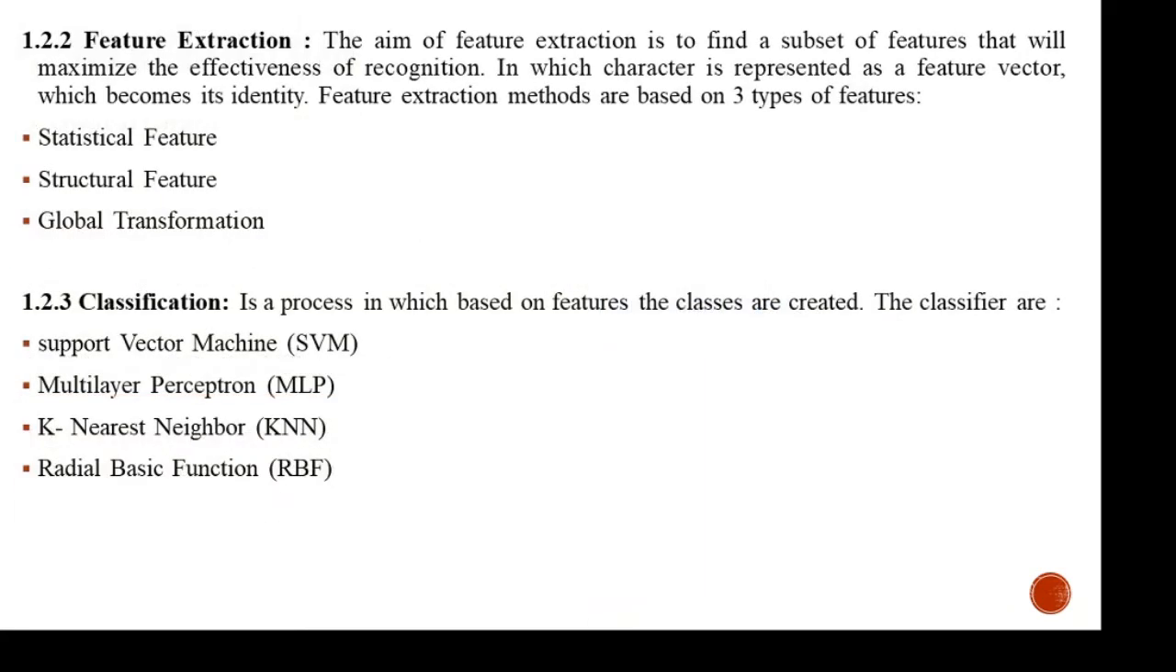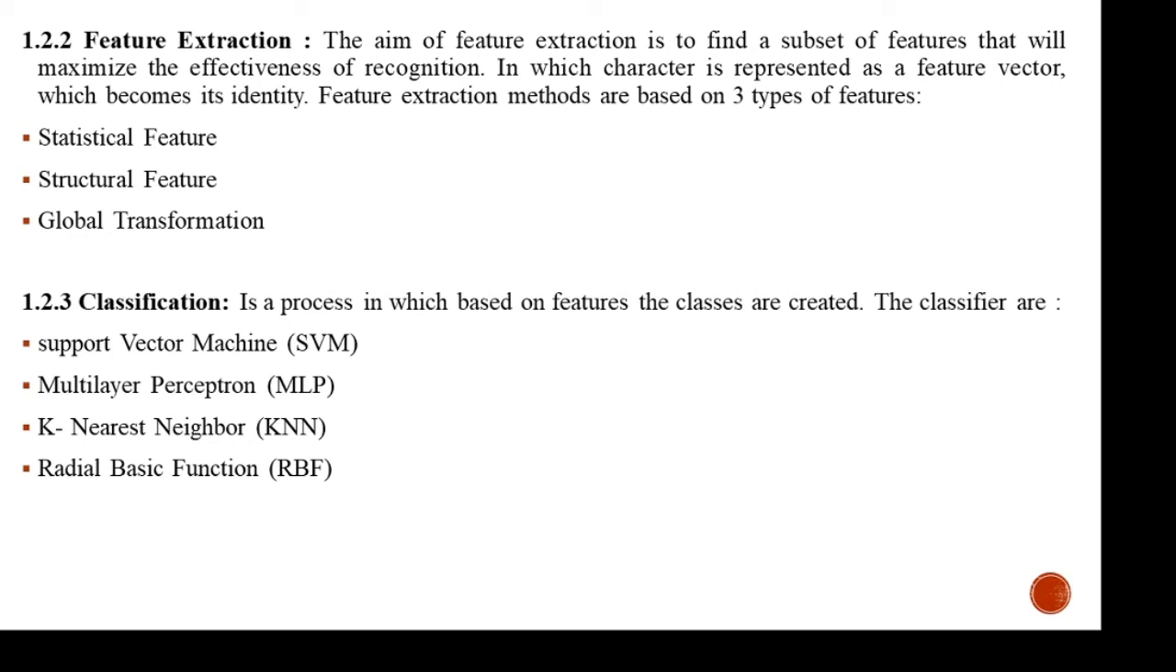After pre-processing, we extract the features, but before that, what is a feature? Feature extraction is used to find a subset of features that will maximize the effectiveness of recognition. So there are basically three types of features.